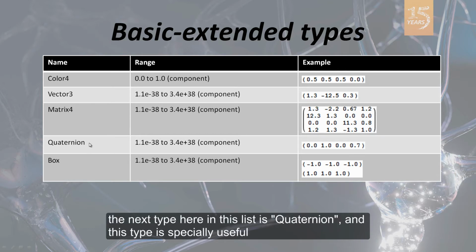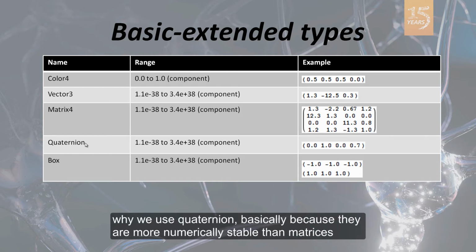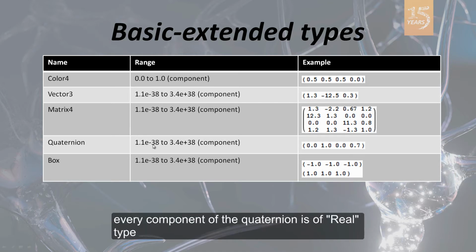The next type in this list is quaternion, and this type is especially useful to encode rotations and orientations in the three-dimensional Euclidean space. Why do we use quaternions? Basically because they are more numerically stable than matrices, and also because they use less memory space to encode the same transformation. And every component of the quaternion is of real type.